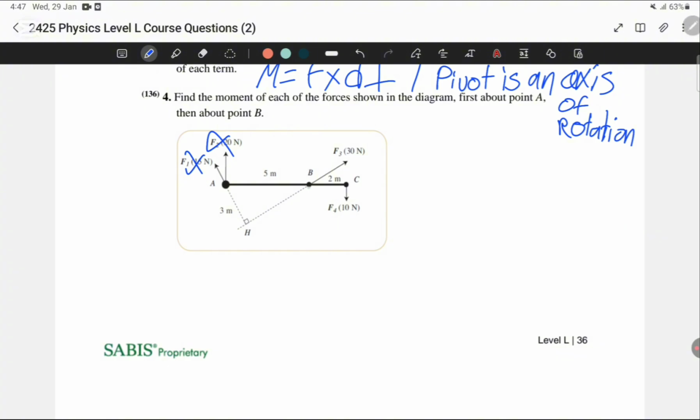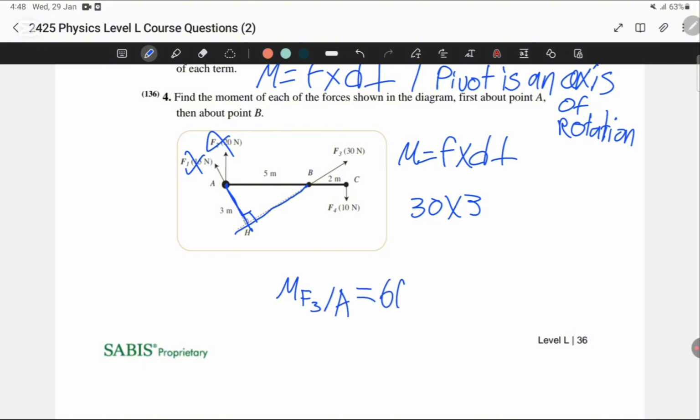And force 3, it's going like this, okay? So it's already perpendicular to the axis here, which is 3 meters. So moment equals force times perpendicular distance. So force 3, it's going to be 30 times 3. So moment of force 3 on A is 90 newton meters. I forgot to add per meter.